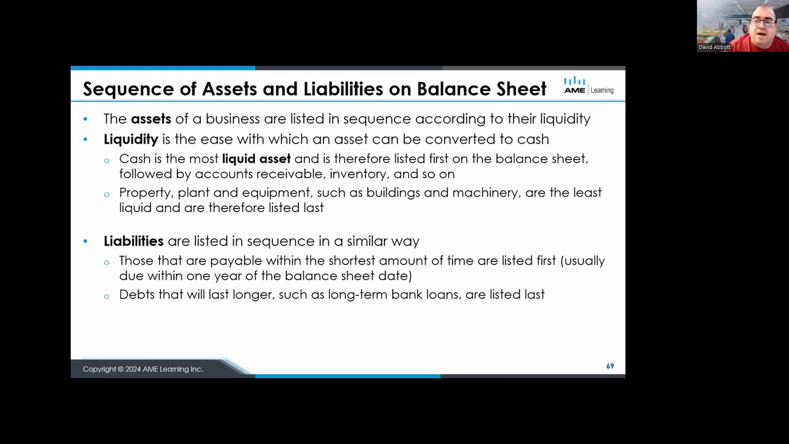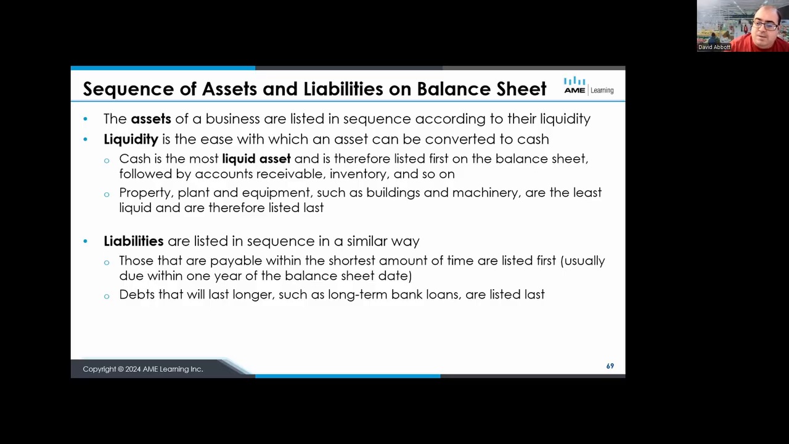All right, so sequence of assets and liabilities on the balance sheet. The assets on the balance sheet are going to be listed in sequence according to their liquidity. And liquidity is the ease with which an asset is able to be converted into cash. So cash would, of course, be the most liquid asset, and so it would be listed first on the balance sheet, followed by accounts receivable, inventory, and so on. Property, plant, and equipment, such as buildings and machinery, would be the least liquid, and so those items would be listed last.